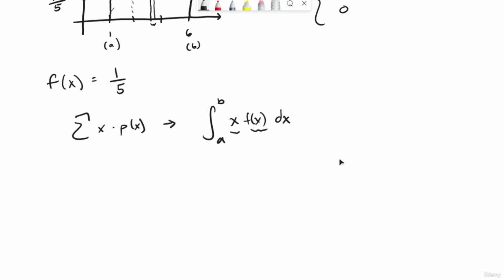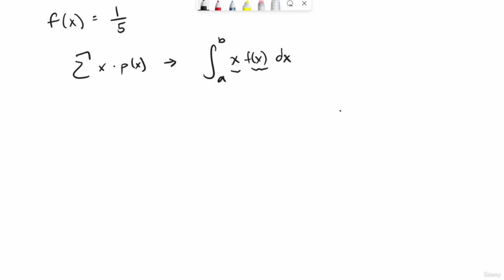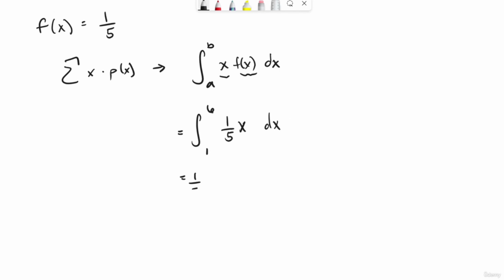If we wanted to calculate the expectation of this particular distribution over its range of values, it would be the integral from 1 to 6 of 1/5, which is the function itself. I'm switching up x and f of x, it doesn't really matter, times x dx. This is going to be 1 over 5 times the integral from 1 to 6 of x dx.